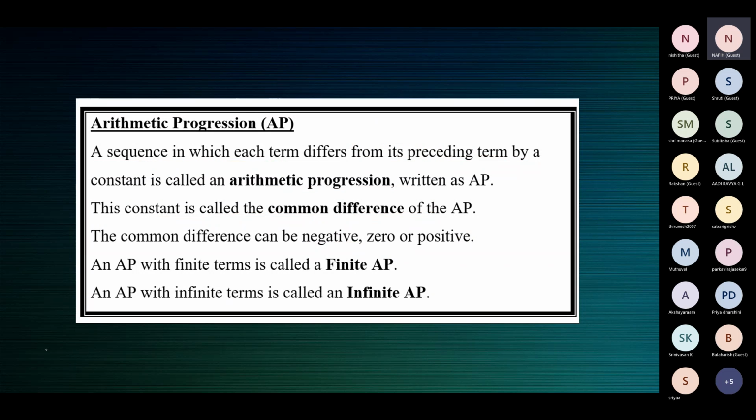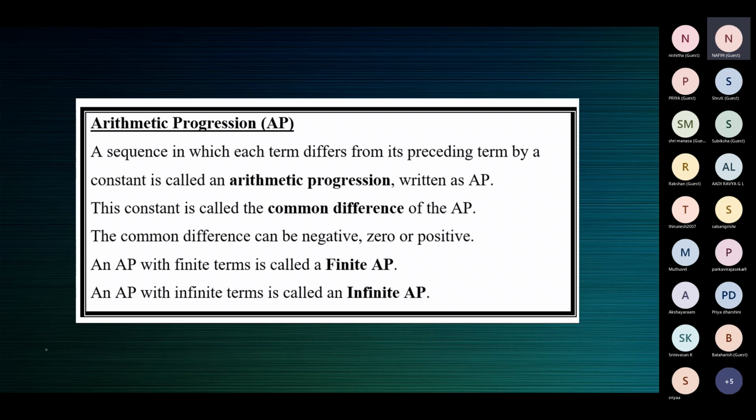When you know the last term of the AP, it's a finite AP, because it has a countable number of terms. There can be 1 lakh terms, but it's still finite, because it's countable. So it's a finite AP when you know the last term.